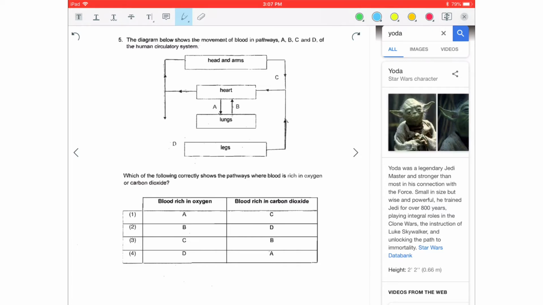Okay, which of the following correctly shows the pathways where blood is rich in oxygen or carbon dioxide? Rich in oxygen means comes out from where? Lungs, right? So B, rich in oxygen. From the heart go to head. Okay, D also rich in oxygen. So rich in carbon dioxide will be going back to the lungs. So it's like C, right? Let's see option. Okay, rich in oxygen, D. Rich in carbon dioxide is A. Yeah, this one. Right, because heart go back to lungs.